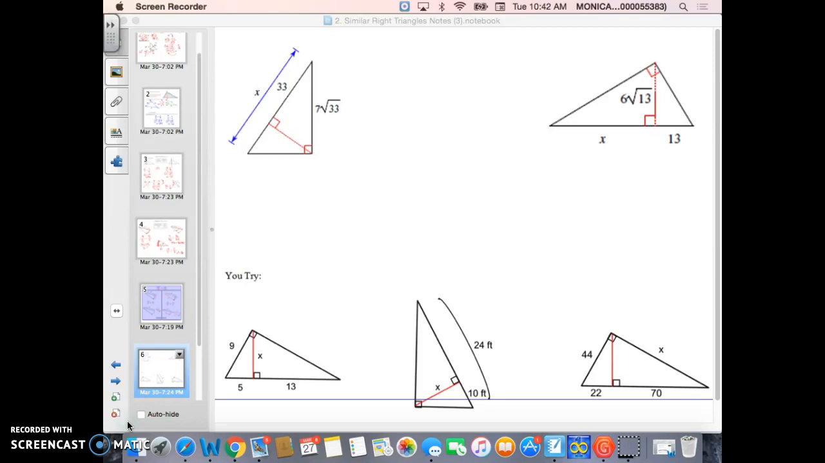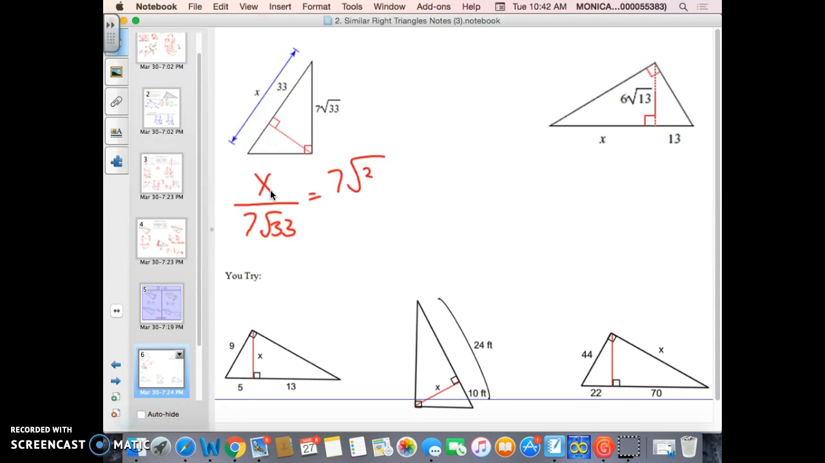So the hypotenuse on the big triangle is x, and the leg is 7 square roots of 33. So I'm going to start with 7 square roots of 33 because that's now the hypotenuse in the middle triangle, and that's going to be over 33. And then you're just going to cross multiply. So you're going to get 33x equals the square root of 33 times the square root of 33, which I know is 33, and 7 times 7 is 49, times 33. And then when you divide by 33, you'll end up with x equals 49.